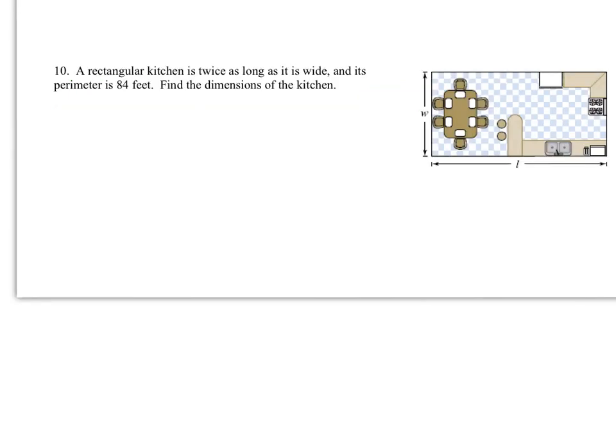Last but not least, we have a picture problem. A rectangular kitchen is twice as long as it is wide, and its perimeter is 84 feet. Find the dimensions of the kitchen. Well, if we look at the picture, we already have our variables given to us, L and W. Let's actually go to the second part of the problem where it talks about perimeter. Perimeter is the sum of all the sides. Like if you were going to put a fence around that kitchen. I don't know why you'd put a fence, but that's okay. Neither here nor there. Perimeter then is twice the length plus twice the width. That would be adding all 4 sides together.